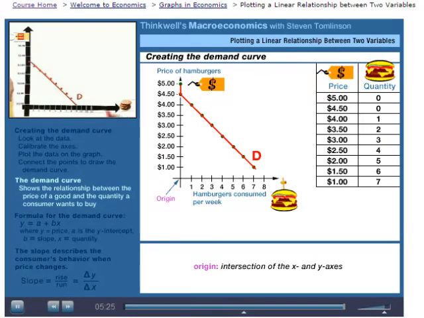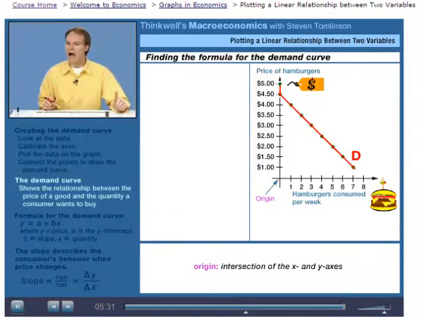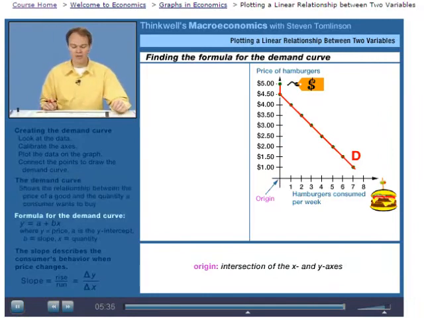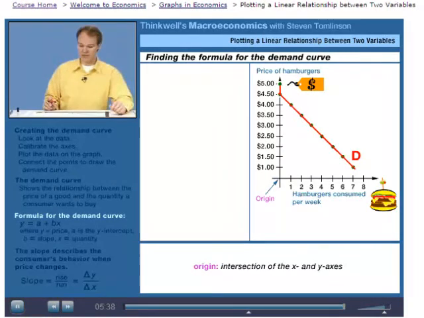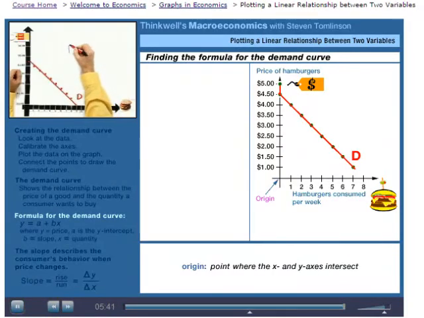Now, if I want to, I can write down the formula for this demand curve, and I'm going to go ahead and do that. Now, I knew the formula before we started because I used the formula to form the tables. The formula for Bob's demand curve is this. The price, that is, the vertical axis variable, is equal to $4.50, which is the price at which Bob will buy no hamburgers, minus 50 cents times the quantity of hamburgers that Bob buys.